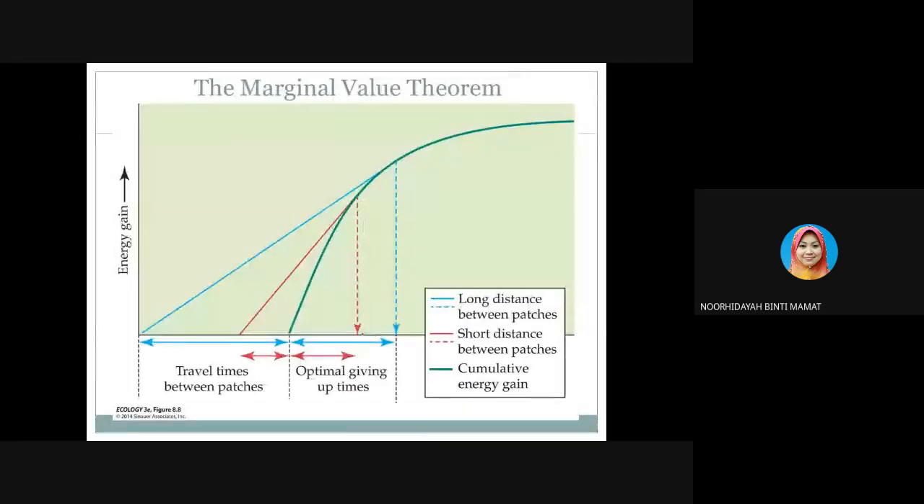Just now we were talking about leaving the patch, right? The giving up time depends on the travel time. The shorter the travel time, the earlier the giving up time compared to longer travel times. So they also spend less time in the patch compared to species with longer travel time, which spend more time in the patch.